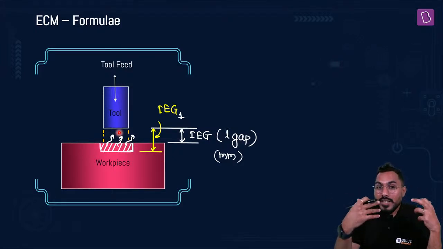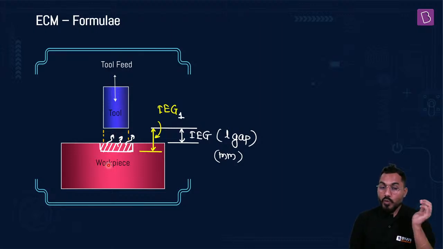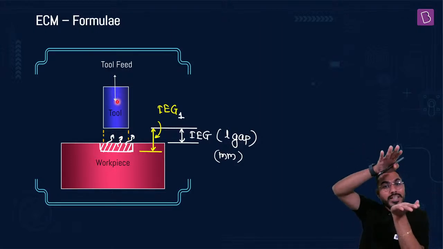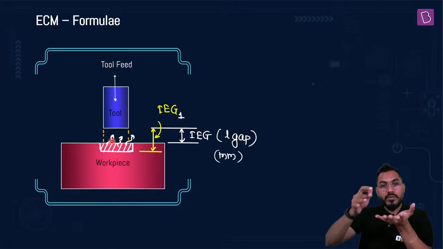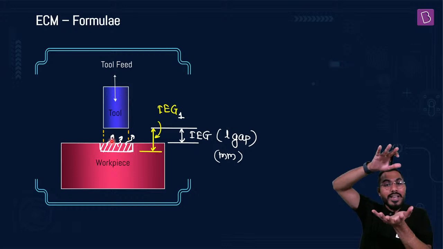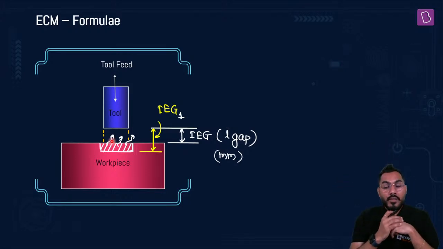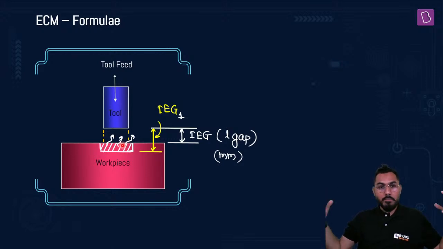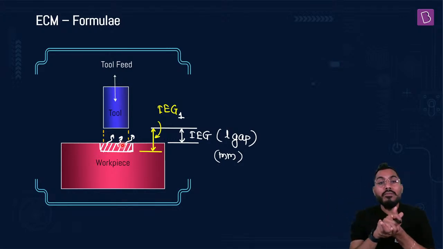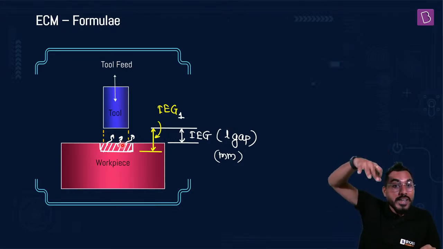And to maintain the same optimum gap, can I say either my workpiece has to lift up or my tool has to move in the downward direction? Then only the optimum gap will be maintained, because as the material removal takes place, the depth of the hole will keep on increasing, and the gap between tool and the workpiece will increase. Therefore, if the workpiece is big and bulky, lifting it becomes difficult. So instead, the tool is fed in the downward direction.